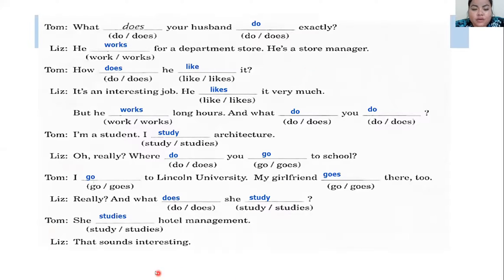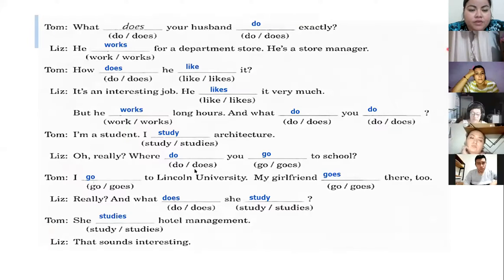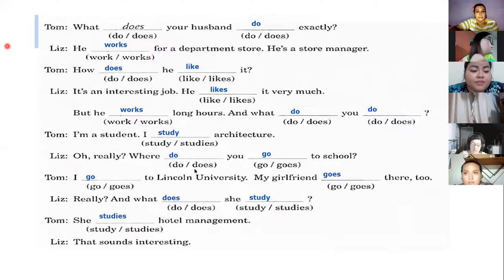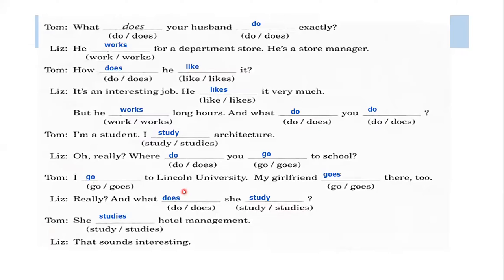Now, let's see here. I need two more people here to participate. Do I have any volunteers? I have Joanna. Only Joanna. Nobody to participate. Okay, Joanna and Claudia, thank you very much. Okay, Joanna, you are Tom Lee, Claudia, you are Liz.